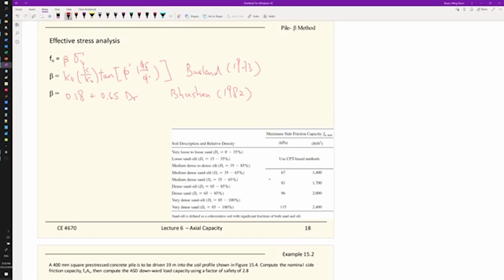So after we know the beta, we will multiply it by the vertical effective stress. So this is the effective stress analysis. So it has to be sigma prime instead of the total stress. Again, the sigma prime here is the vertical effective stress. And the D sub r here is the relative density of sand, because we're only working on sand now.